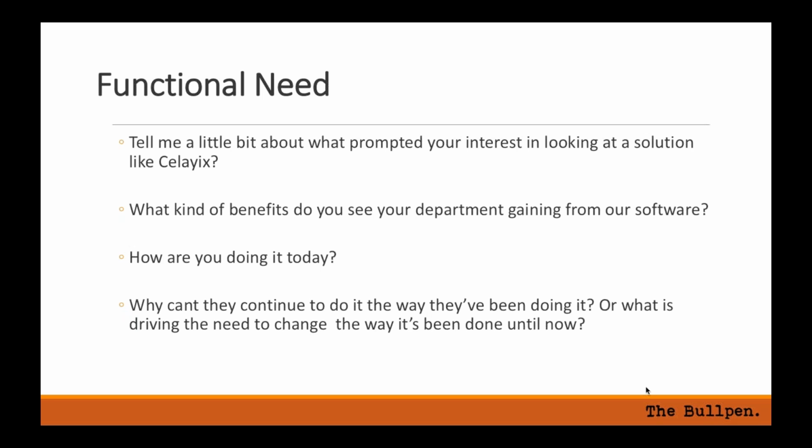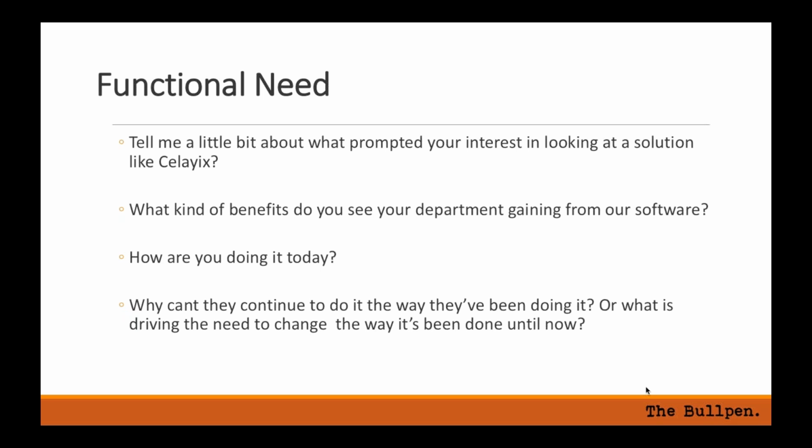So the first one is functional need. I think this is needed in all of them. So I put in questions that you'll ask. The first one is, when you get them on the phone, they obviously accepted your meeting, you're calling them for a reason. There's a meeting invite. So tell me a little bit about what prompted your interest in looking at a solution like Solaris. And that gets at why there's any interest even.